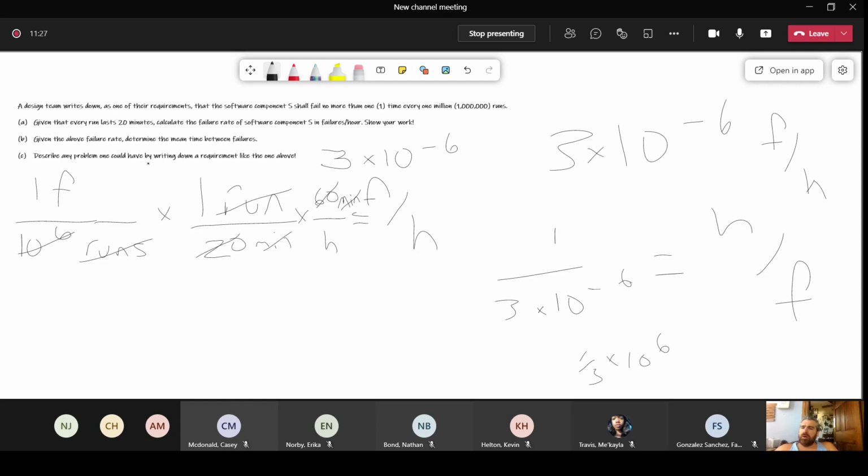Describe any problems one could have by writing down a requirement like the one above. Since this is a soft question, there's not just one right answer, so this was graded with some discretion. But the big one would be, if you have a system where you're saying it should fail once every 50 years, the naive test would imply that it took 50 years to test to make sure that was right, assuming you didn't get lucky and it lasted longer, or unlucky and it lasted shorter. So it's very hard to test a software requirement like that.